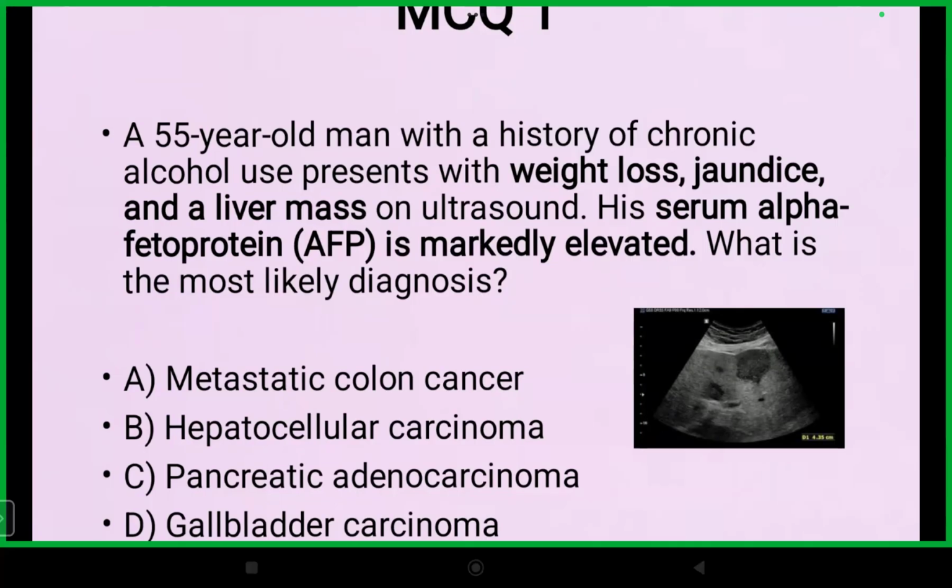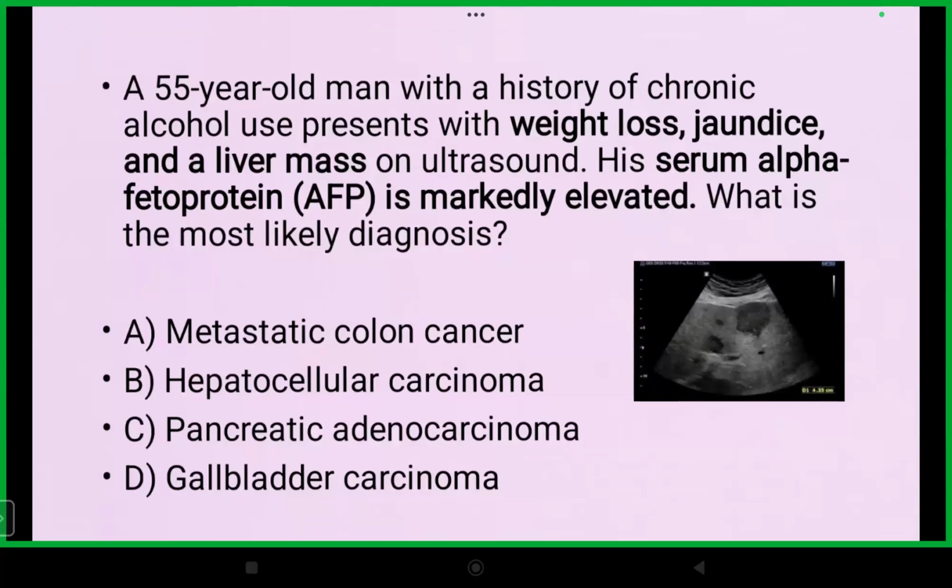And the next clue is that the serum alpha fetoprotein level is elevated. So we know that AFP is an oncofetal protein and that is elevated in liver cancer. Now coming to the options. The options are metastatic colon cancer, hepatocellular carcinoma, pancreatic adenocarcinoma, and gallbladder carcinoma. So with the given history, if you correlate, the most probable answer would be B, right? Hepatocellular carcinoma, which arises from the liver, and it's seen as a mass in radiology.